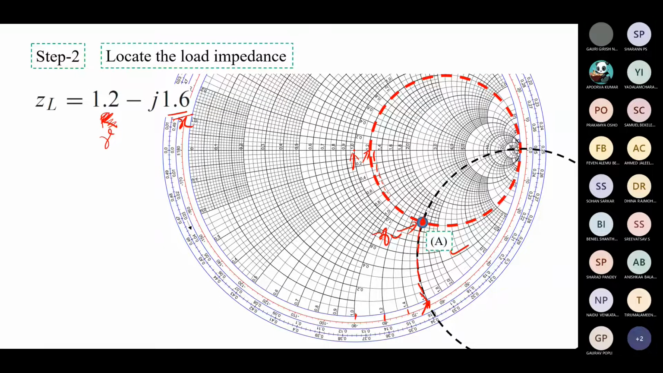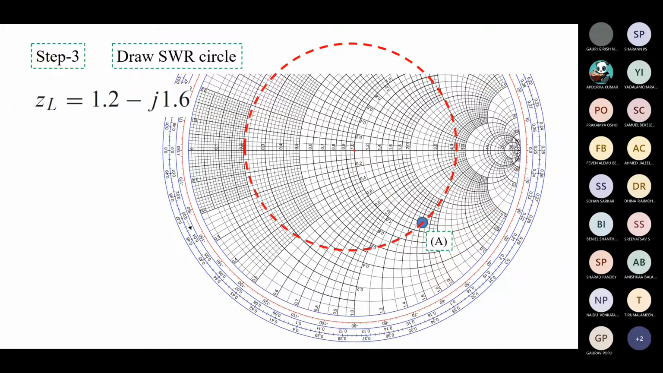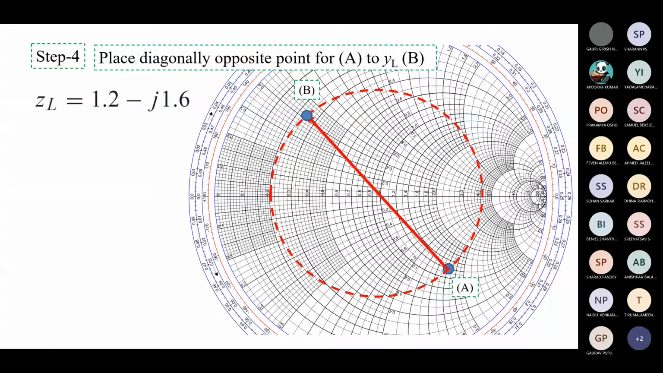Now the second step is to find the YL value. How do we find the YL value? We got the ZL point here. Then we have to find the YL point. We already know that it is diagonally opposite, so you have to go to the opposite side to reach it. So we have moved diagonally opposite to reach this point, and this particular point is nothing but the YL point.